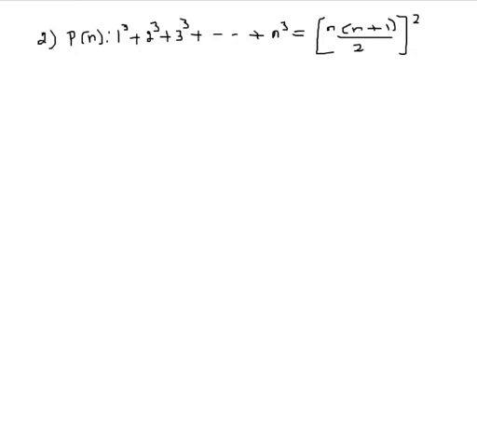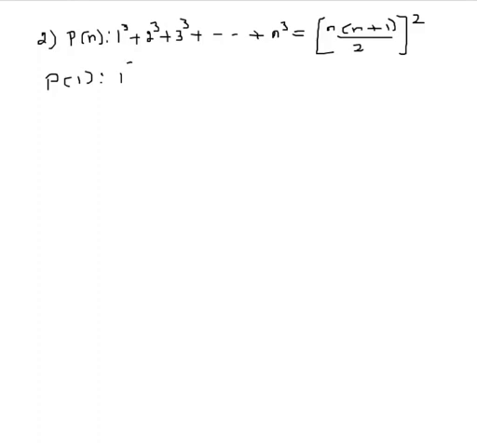Let's do question number 2. The given statement P(n) is 1³ + 2³ + 3³ + ... and the nth term is n³, equal to (n(n+1)/2) the whole squared. The basic step is proving P(1) to be true. Let us do that step.